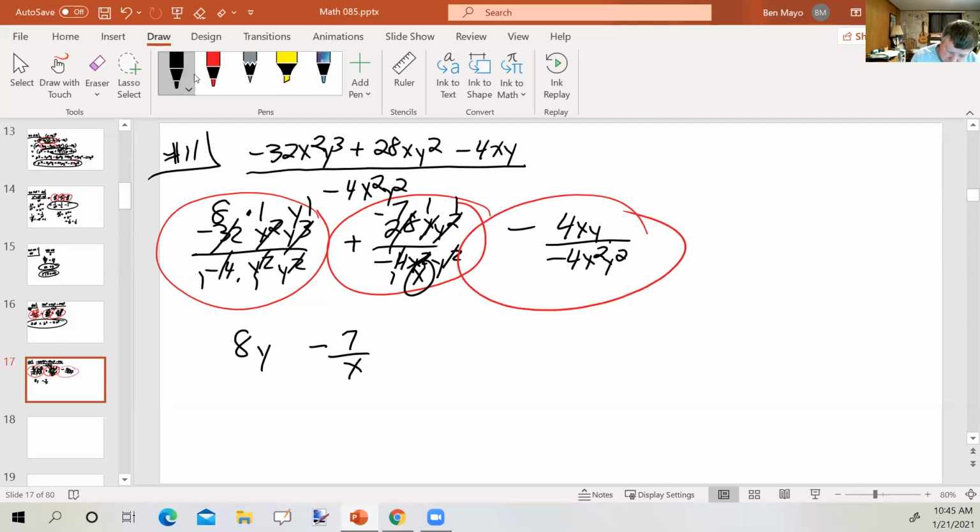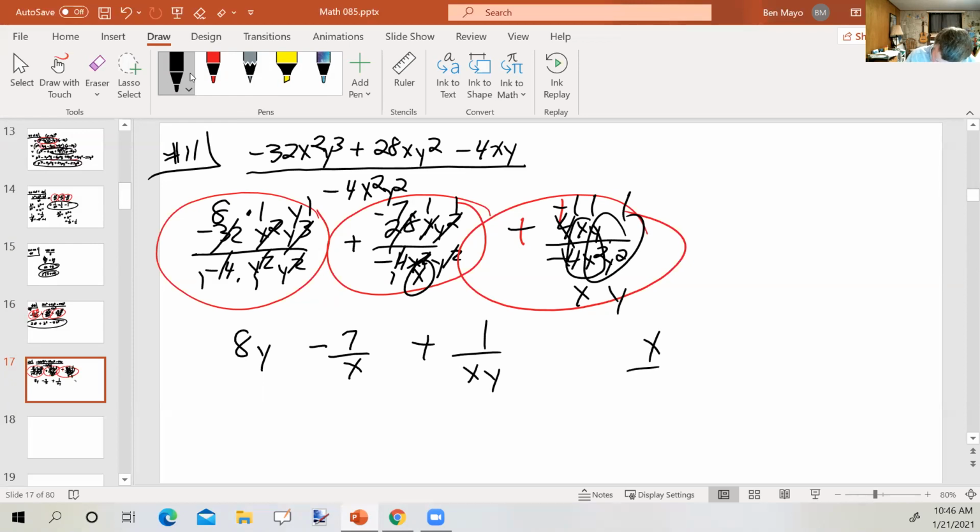And then 4 over negative 4 is negative 1, but we're subtracting a negative, so that's going to be like adding a positive. So we're going to get plus, we've got x over x squared, so that's 1 over x, and y over y squared is 1 over y, so I get 1 over xy.